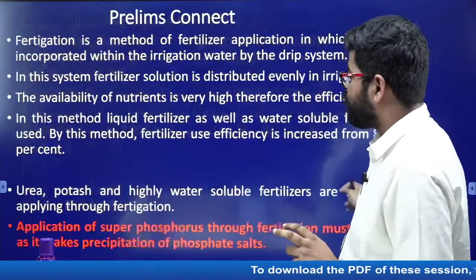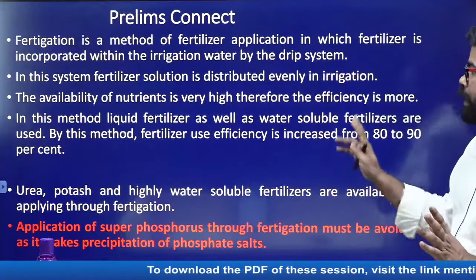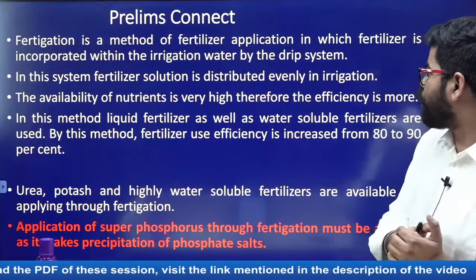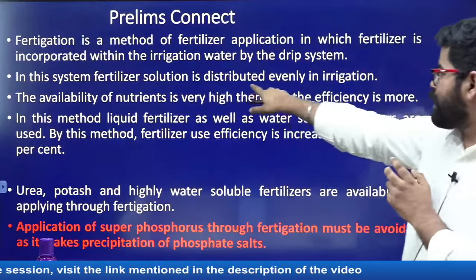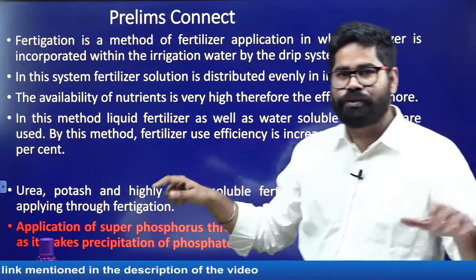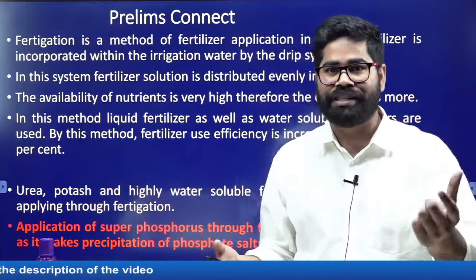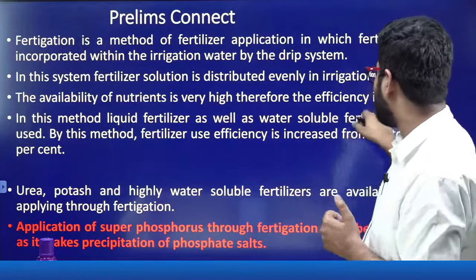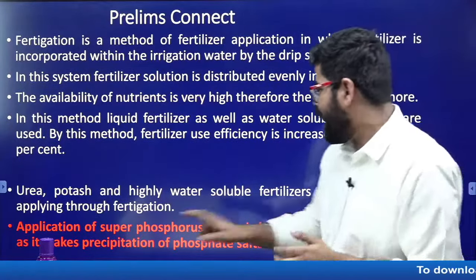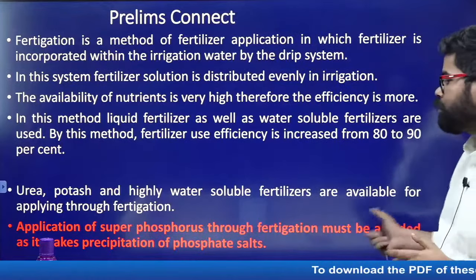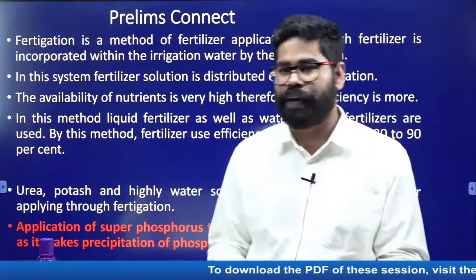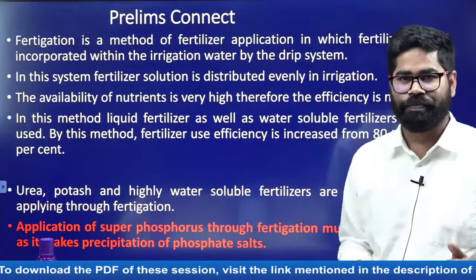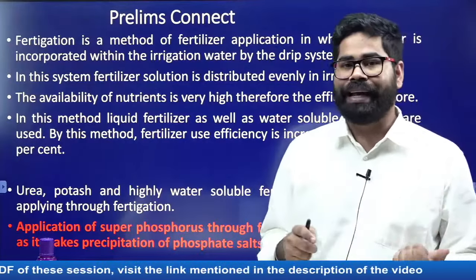Now, if we look at generally fertigation, this is a method of fertilizer application that I told you where it is incorporated with the irrigation water. In this system, fertilizer is distributed evenly in irrigation. So there will be more availability, more efficiency and less leaching of the nutrients. The availability of nutrient is very high, therefore efficiency is more. Then you can see application of super phosphorus through fertigation must be avoided as it makes precipitation of phosphate salts, plus rock phosphate is also not soluble in water generally. So due to these factors, the second was incorrect.